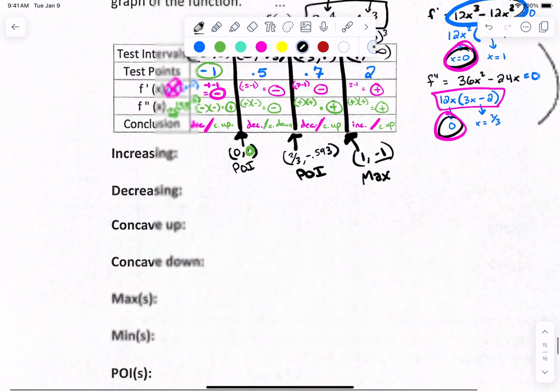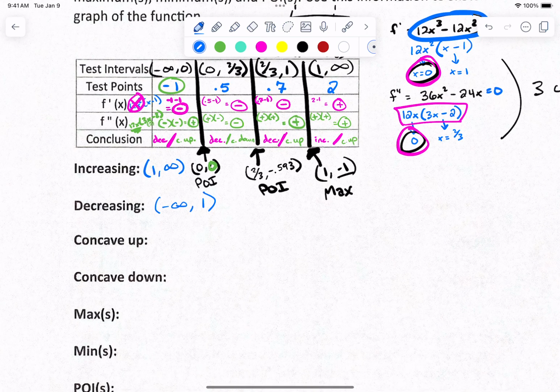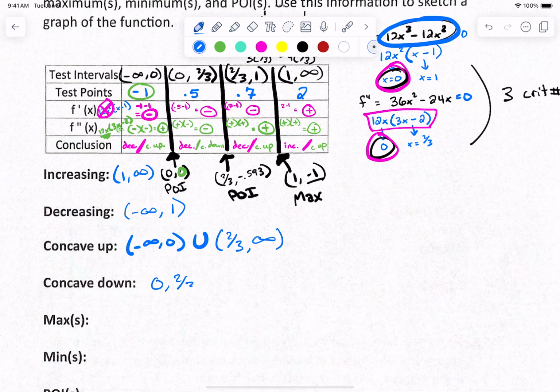Okay, so he is only increasing from 1 to infinity. He is decreasing from negative infinity to 1. Yep, we could lump those all together, right? Okay, concave up. He's first concave up from negative infinity to 0, and then he's concave up from 2/3 to infinity, right? Can we go 2/3 to infinity, concave up? Yep. Okay, concave down, 0 to 2/3. That's it.